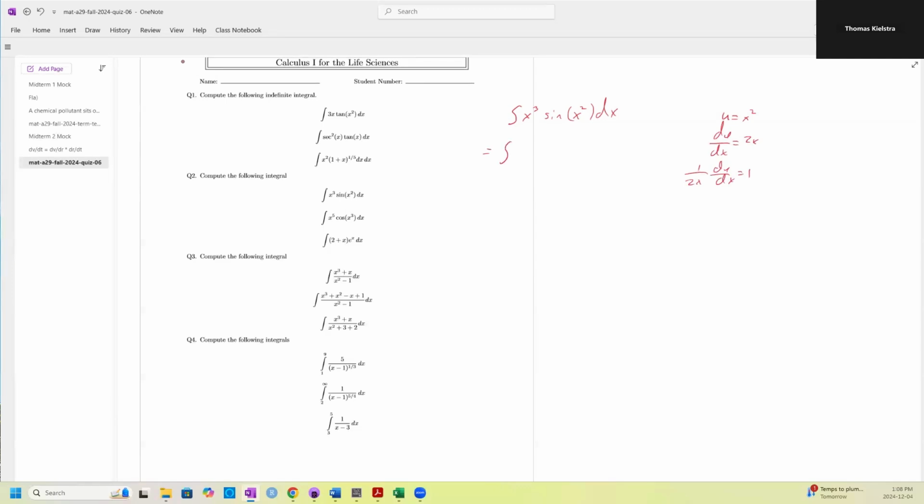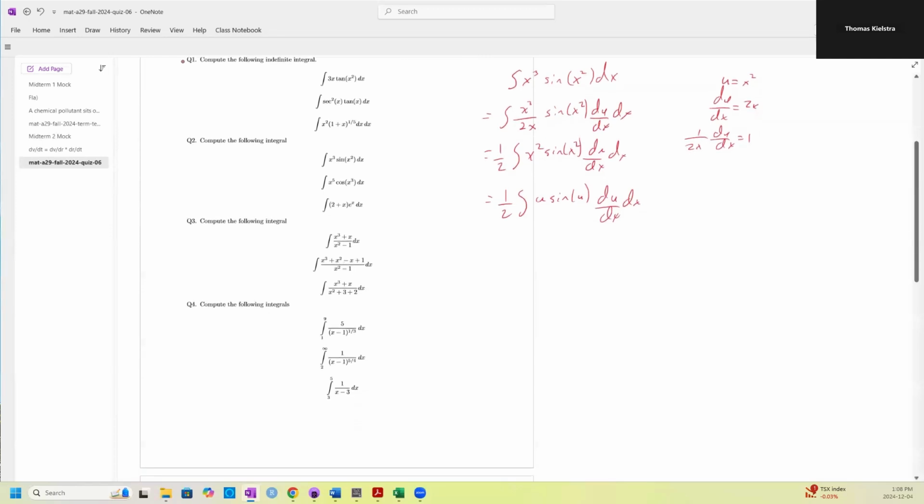So this equals x cubed over 2x sine x squared du by dx to give 1/2 integral x squared sine x squared du by dx, which equals 1/2 integral of u sine u du by dx. And now they would do an integration by parts on this.